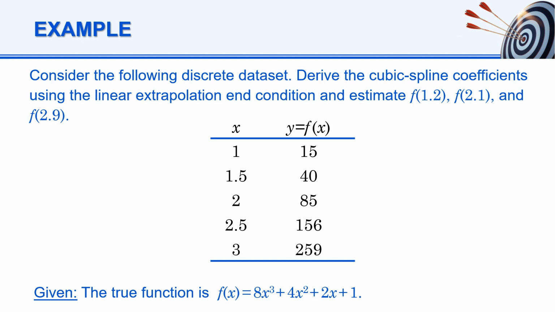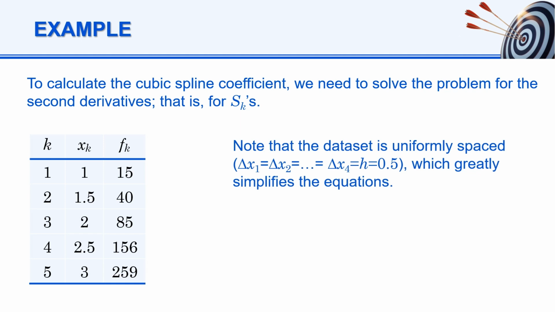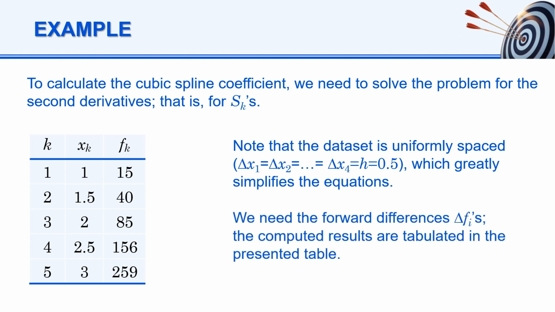using the linear extrapolation end condition and estimate f1.2, f2.1, and f2.9. The true function is given as follows. To calculate the cubic spline coefficient, we need to solve the problem for the second derivatives, that is, for sk's. Note that the data set is uniformly spaced with the interval size of 0.5, which greatly simplifies the equations. We need the forward differences, i.e., delta fk's. The computed results are tabulated in the presented table.